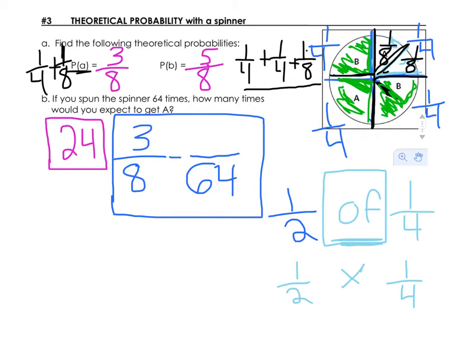3/8 is equal to how many 64ths? We would solve this by asking how many times 8 goes into 64. Well, 8 times 8 gets us 64. Whatever we do to the bottom, we must do the same to the top. So 3 times 8 gets us 24. Our answer is 24 times we could expect to get the letter A if we did this altogether 64 times.